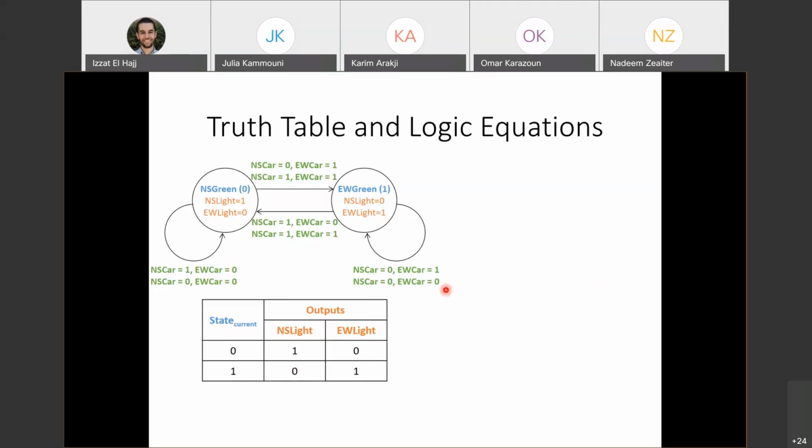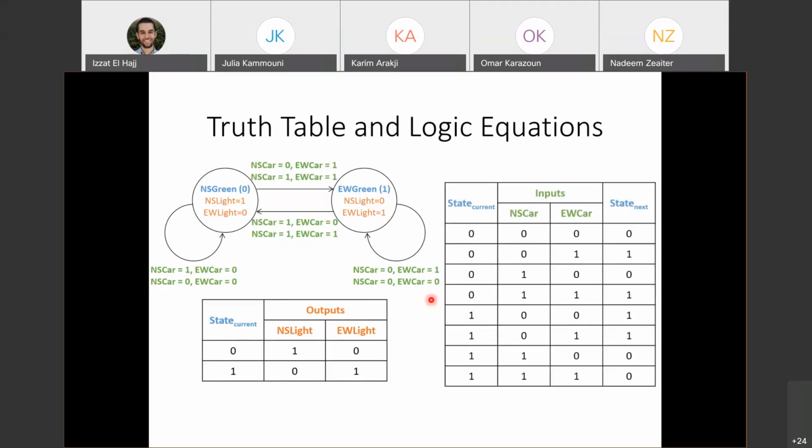So for my next state function, the next state function is going to compute the next state based on the current state as well as the inputs. So what I'm going to do is extract a truth table for my next state function. Here the inputs to my next state function are going to be the current state as well as the two inputs to the logic block, NS car and EW car. And the output of my next state function is going to be state next, my next state.